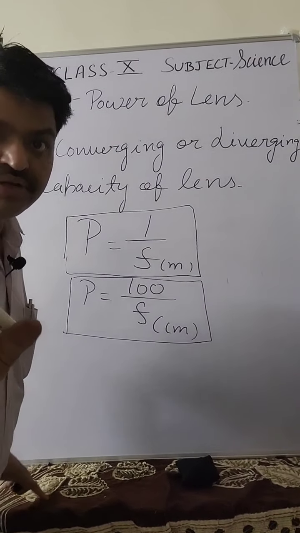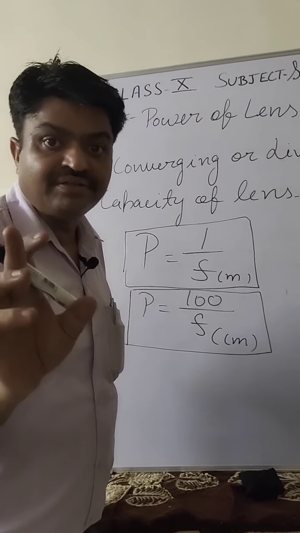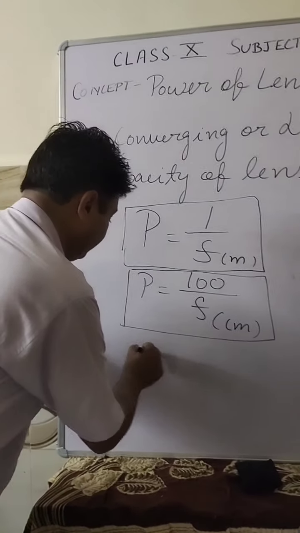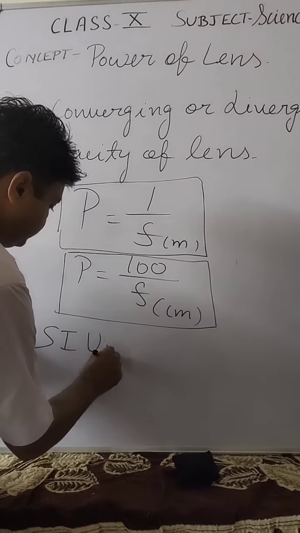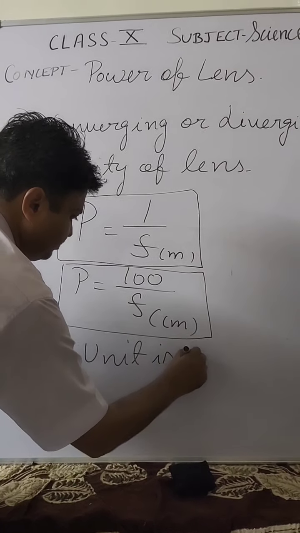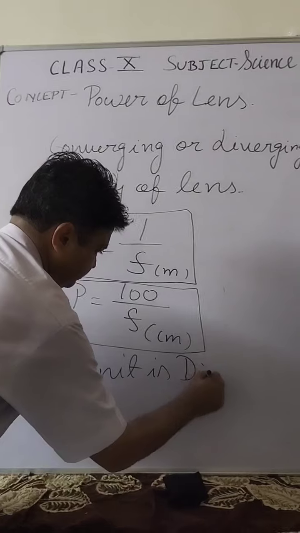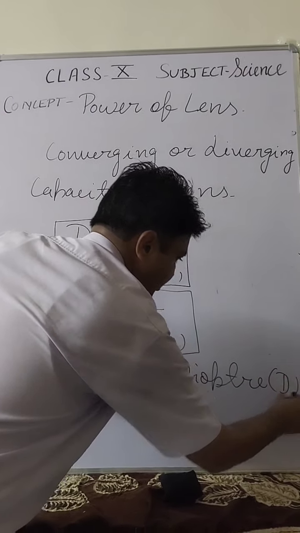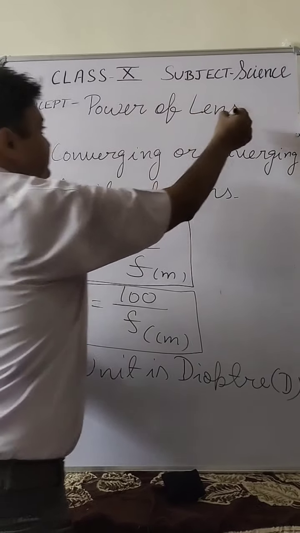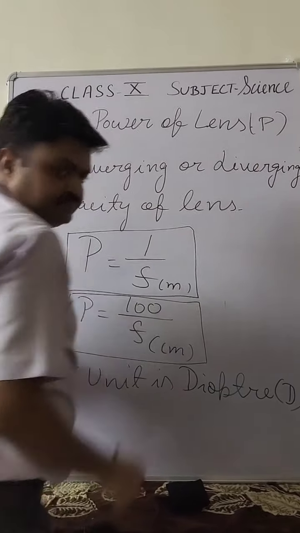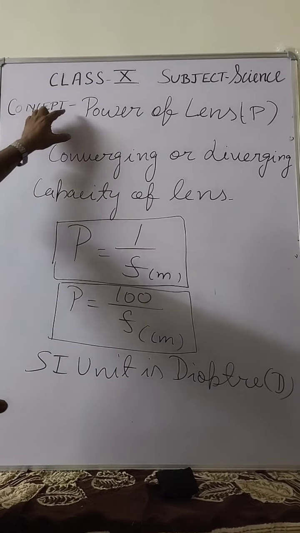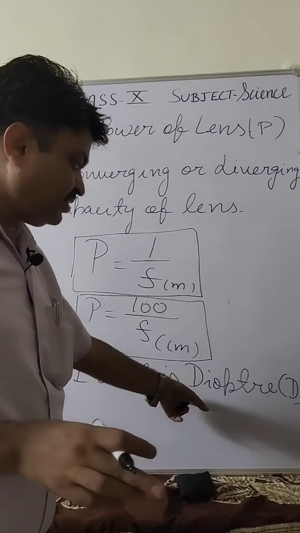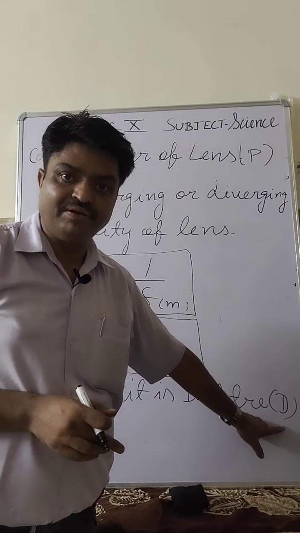Now the SI unit of the power of the lens is the diopter. It is denoted by capital D, and the power of the lens is denoted by capital P. So you will learn it. What is the symbol of the power of a lens? It is P. What is the SI unit? It is the diopter, denoted by capital D.